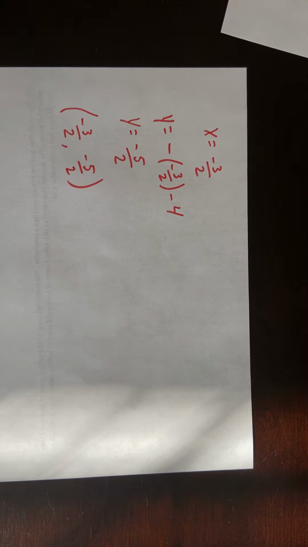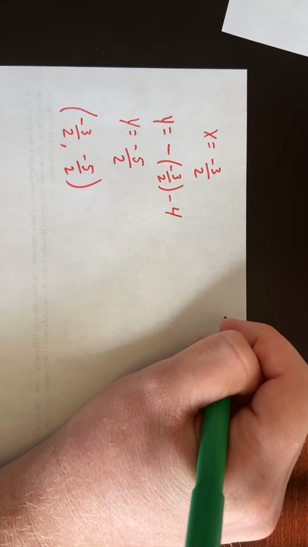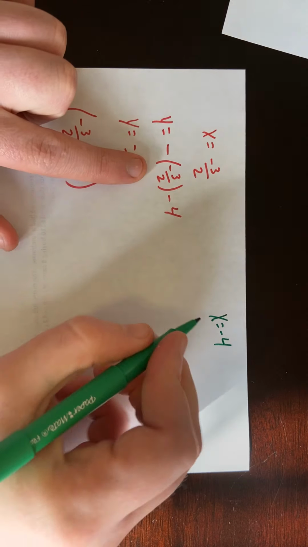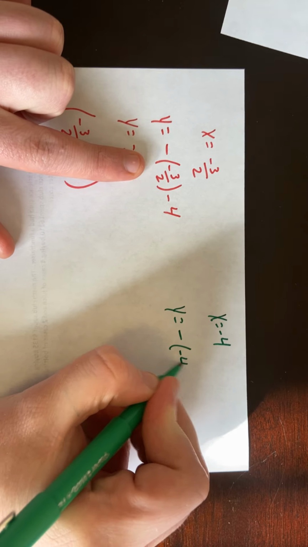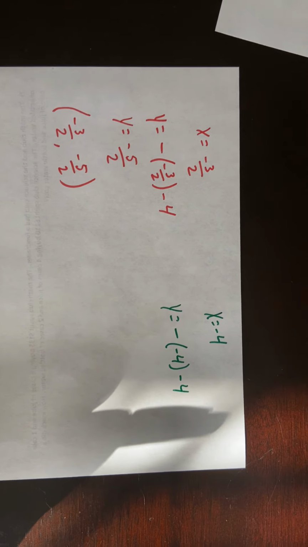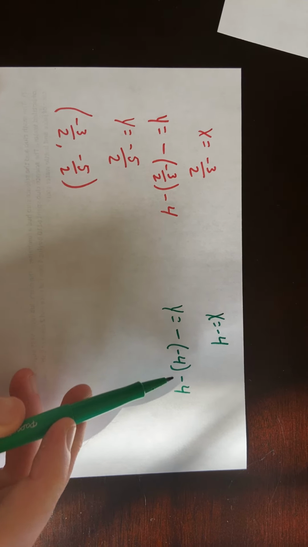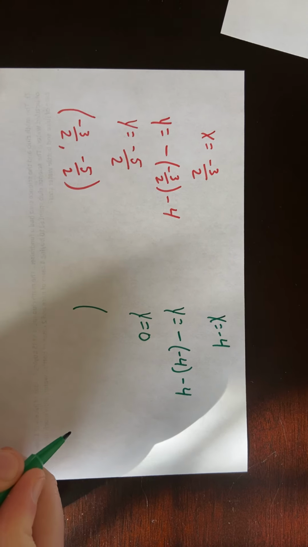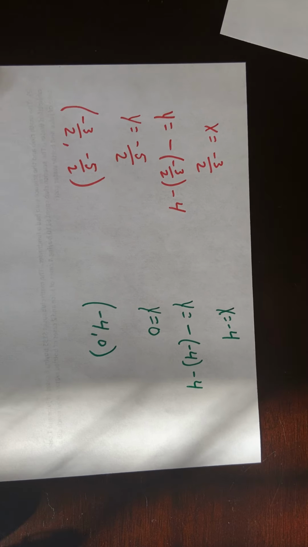Okay, we've got to do it for the other solution. We also found x to be negative 4. Okay, so using that same equation for my line, y equals negative x minus 4, but we know x to be negative 4. Well, it's going to be 0. Negative negative 4 is a positive 4. 4 minus 4 is 0. So this has a solution at negative 4, 0.